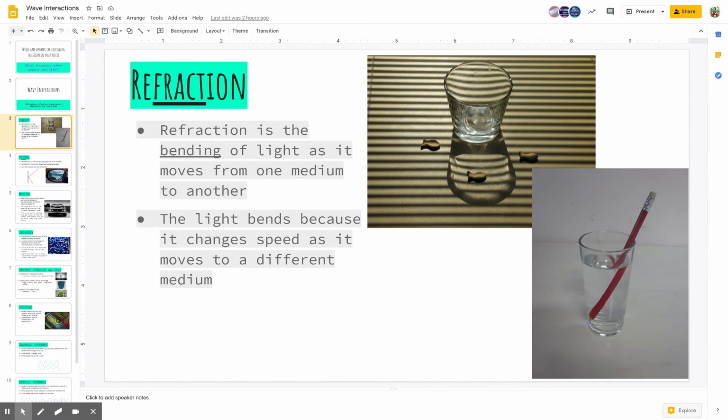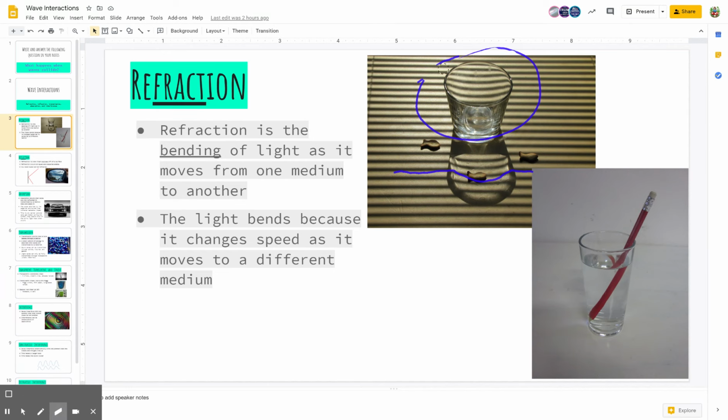So this occurs when light travels through a different kind of medium. So remember, medium means material. So when that wave changes materials that it's traveling through, it will bend. If you look at this first picture up at the top, we look at this glass, so the light going through the glass is no longer straight. Do we see how it bends just a little bit when it goes through that glass? It changes its shape, and that's because it changes speed.